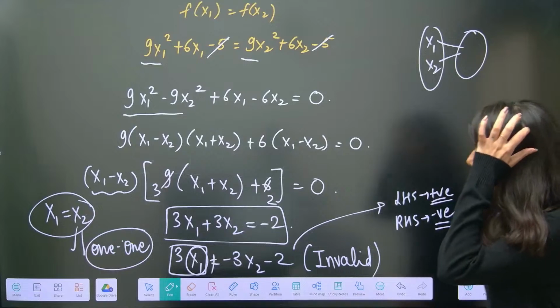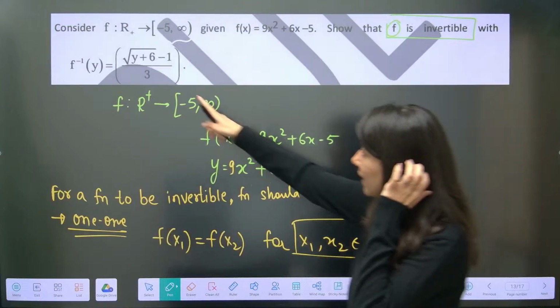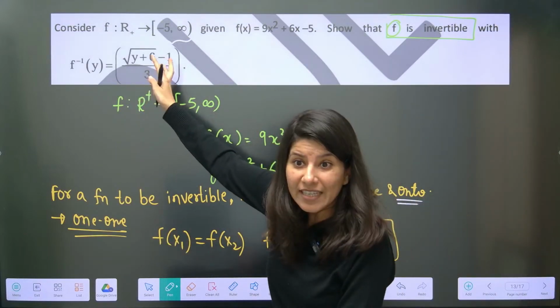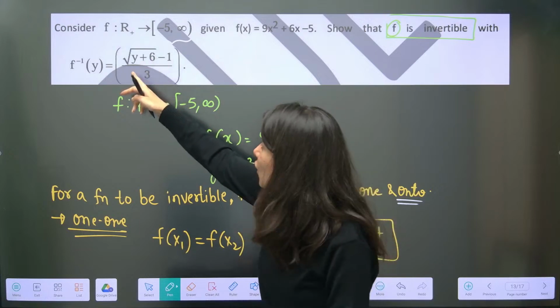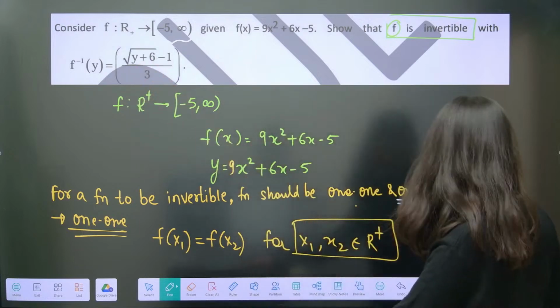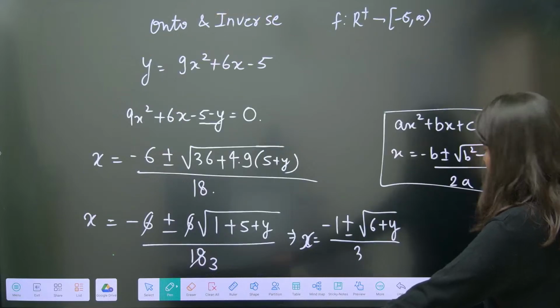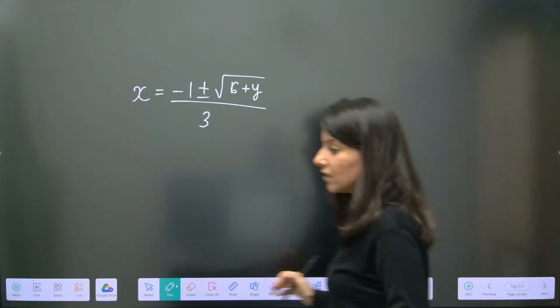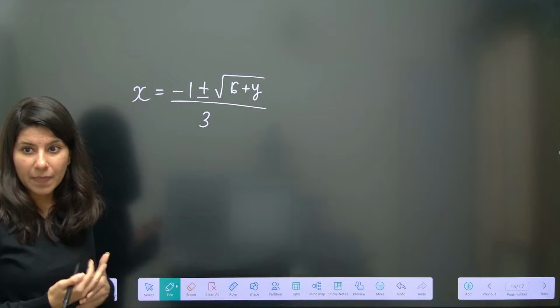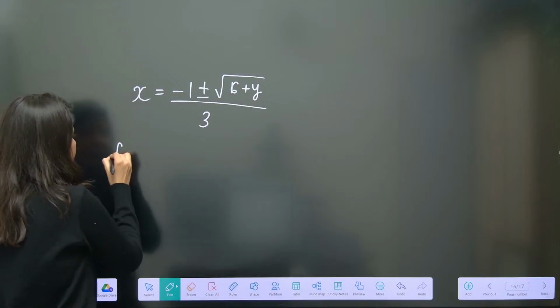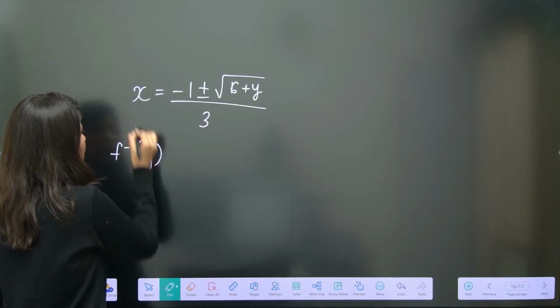Let me get back to the question. Let us see. Oh, can you see that one of the expressions is written over here? Root y plus 6 minus 1 by 3. So we are very close to our answer. So this is your f inverse y. Basically, this x is what? f inverse y.